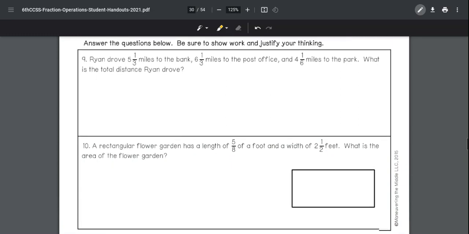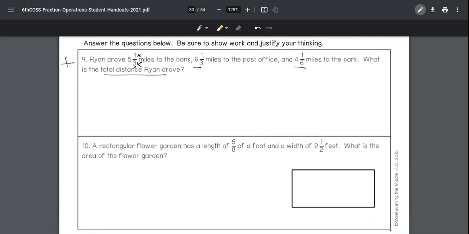Two problems left. Number 9. Ryan drove 5 1/3 miles to the bank, 6 1/3 miles to the post office, and 4 1/6 miles to the park. What is the total distance Ryan drove? I need to add all of these up, but I can't add them up right now because my denominators don't match. If I look at my 3's and my 6's in my multiplication chart, or I write out my multiples, I know that the first thing that matches is 6. So my new denominator has to be 6.